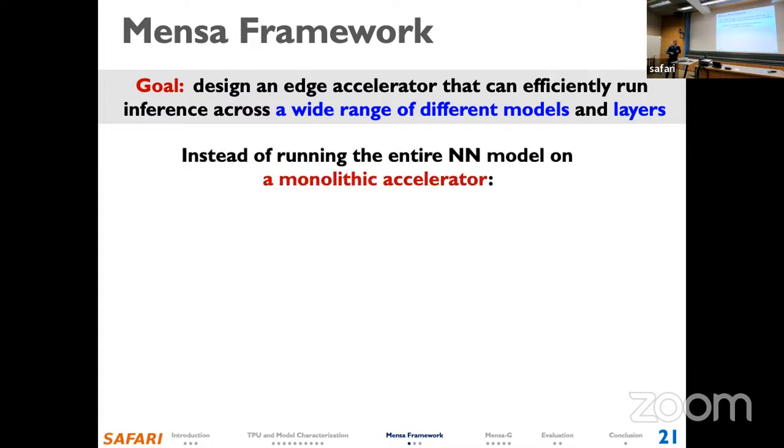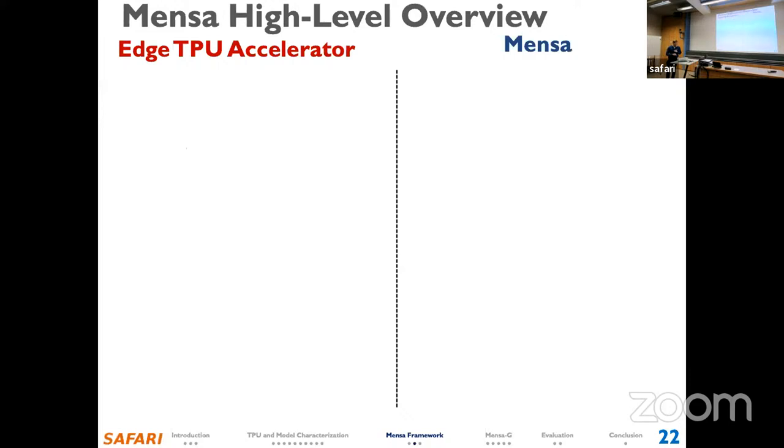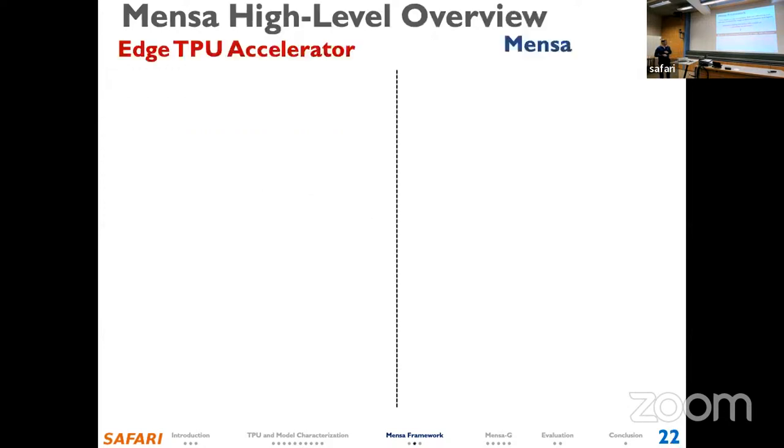So our main idea is, instead of running a single monolithic accelerator, we are going to provide different neural network accelerators with custom dataflows and also custom processing element arrays and buffers that would cater for the properties of a single layer during the execution of the inference on the accelerator.